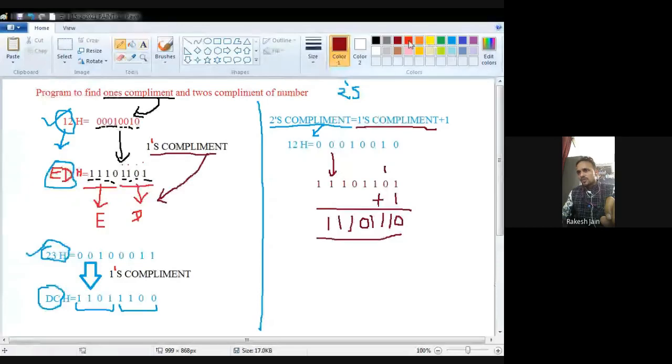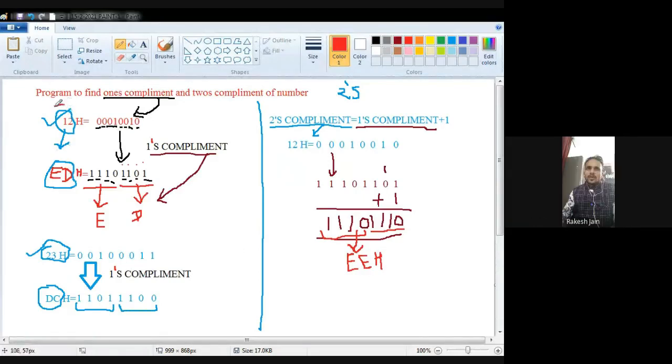From the 8421 format I will find out my answer. So first 1 1 1 0, so my answer will be 8 plus 4 plus 2, that is 14. 14 means E. Then 1 1 1 0 is again 14. So double E is my answer. EEH will be my answer.